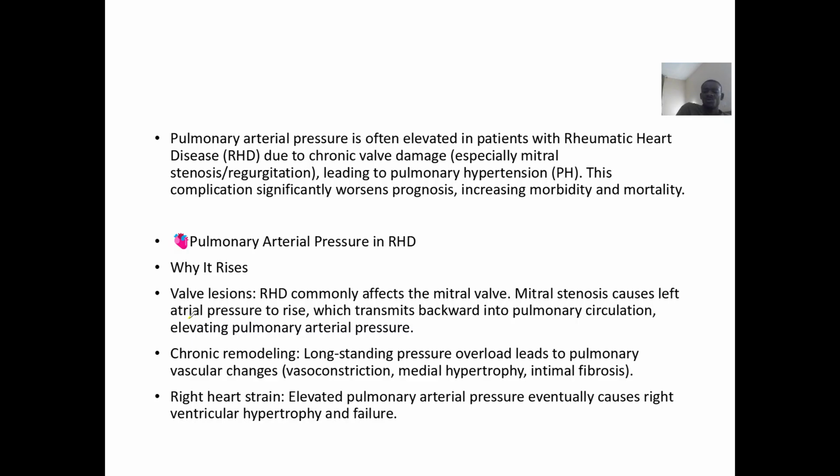Then chronic remodeling. As the pressure stands there for a very long time, it leads to enlargement of the atria, the right atria. It could also lead to enlargement of lung tissues. Then you can have fibrosis, so cells in the lungs could actually start dying off. Then right heart strain: elevated pulmonary arterial pressure eventually causes right ventricular hypertrophy or failure.